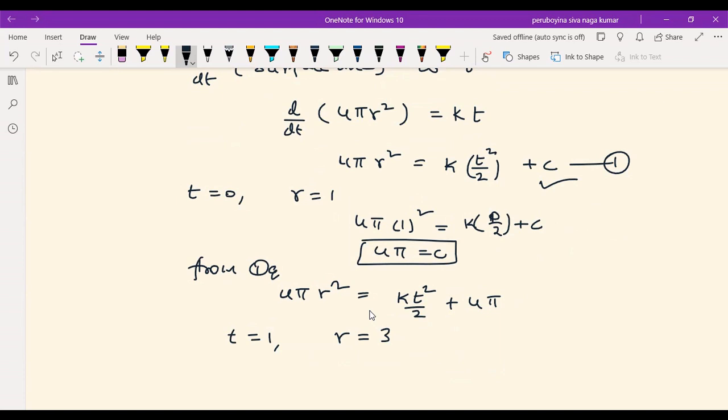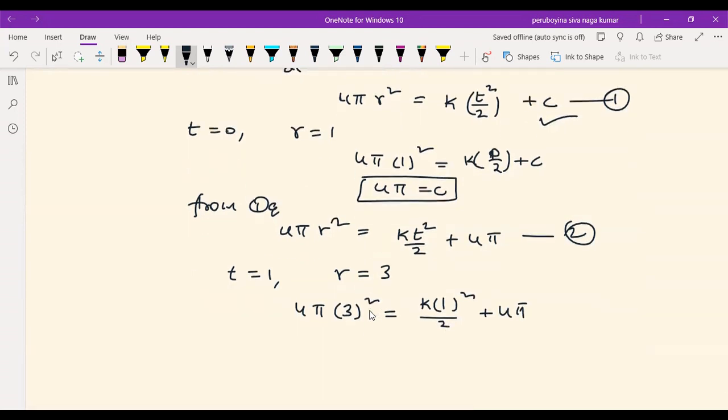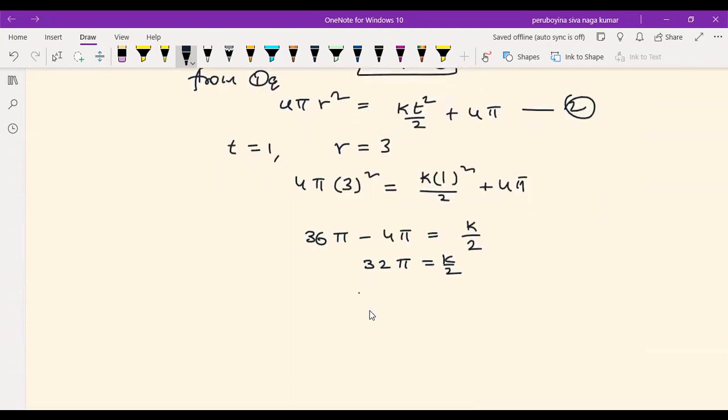Again we will substitute these conditions in the second part of the equation. So 4 pi into 3 square is equal to k into 1 square by 2 plus 4 pi. So this is 9 fours are 36 pi minus 4 pi is equal to k by 2. So this will be 32 pi is equal to k by 2. From this equation, we get k is equal to 64 pi. Again we got the k value.